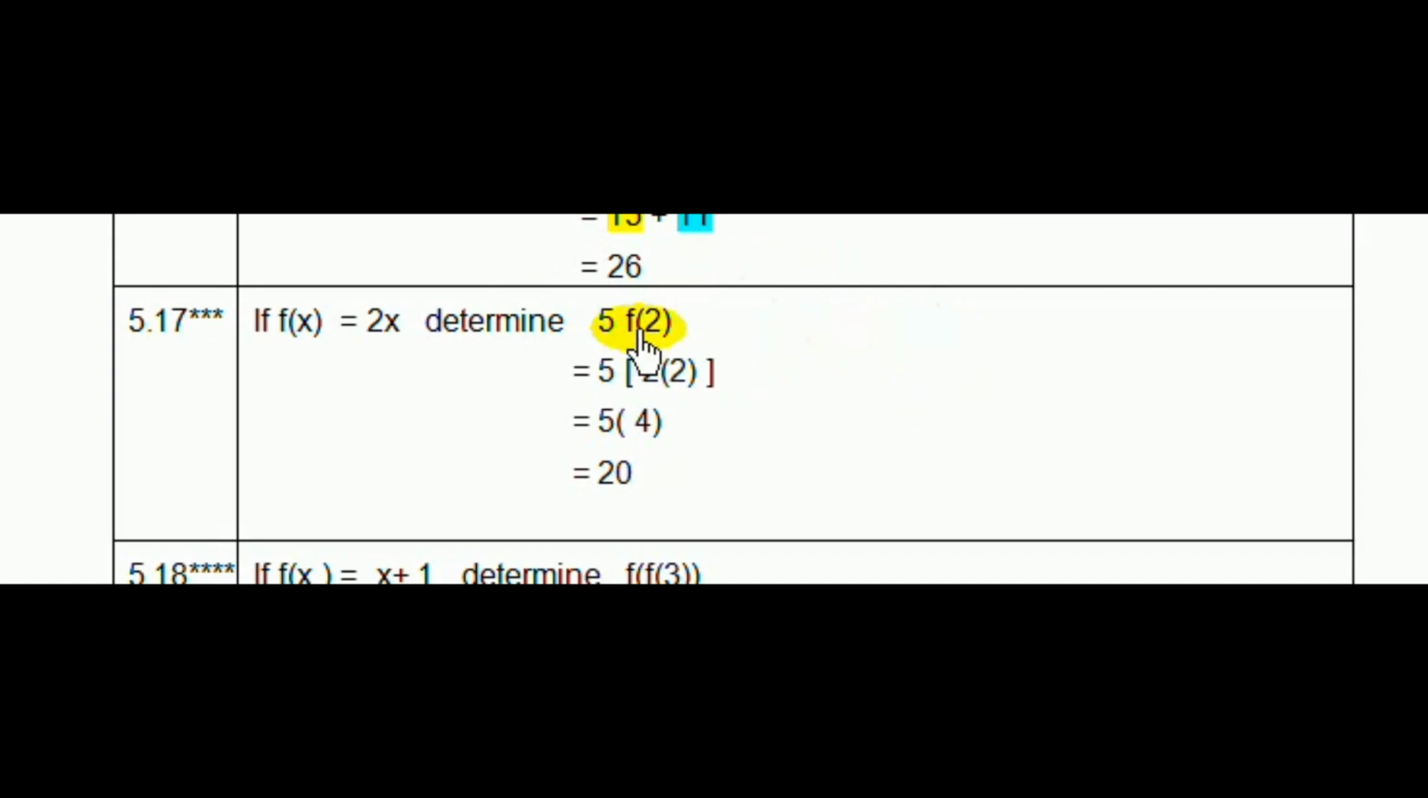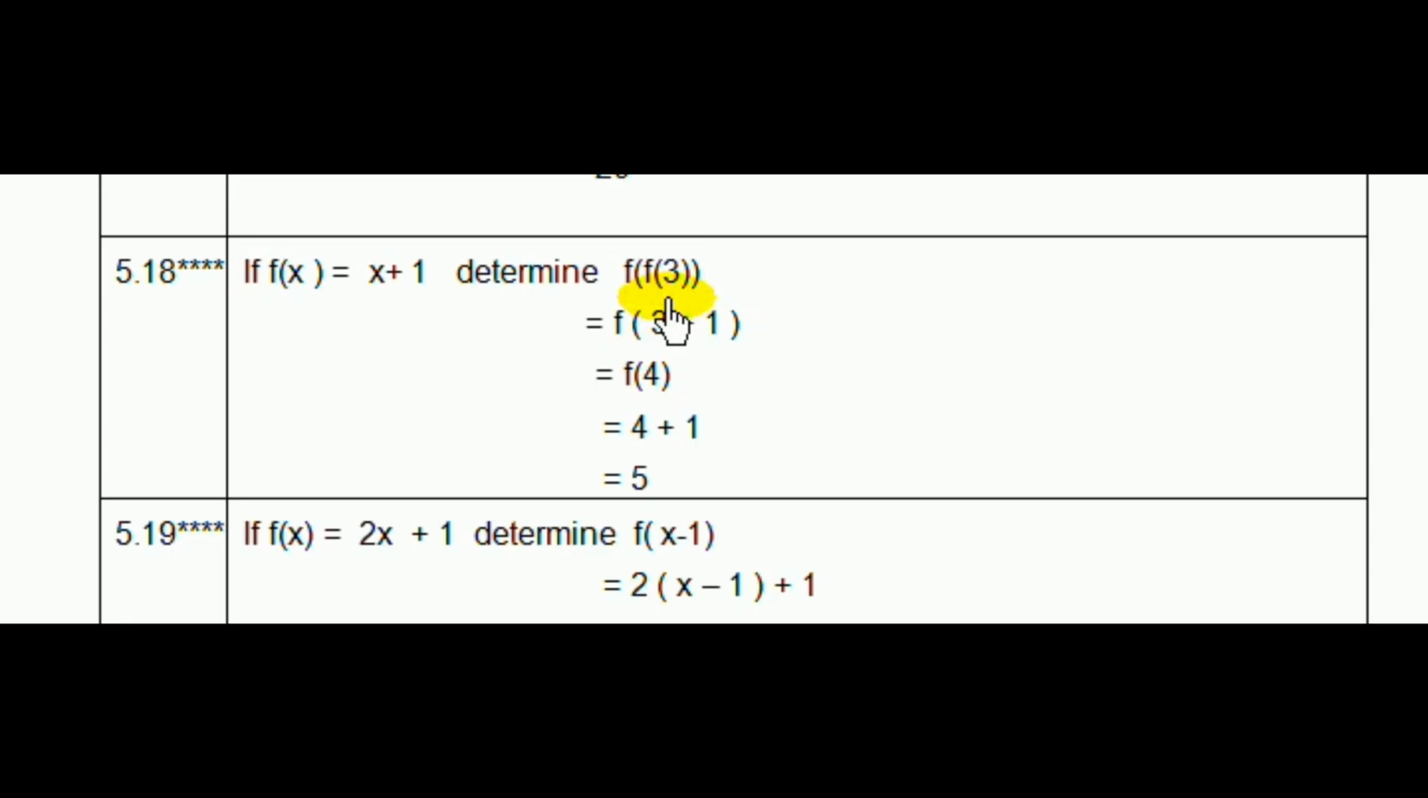5 times f of 2. Get f of 2 and multiply it with 5. A 4-star question: f times the f of 3. Now the f of 3, start inside. The f of 3 is going to be that part there. Let me just color it yellow for you. There you are. If you can get the answer of f of 3, the middle f of 3.